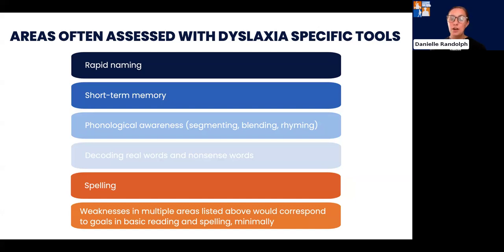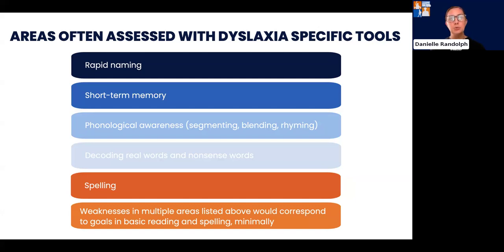Spelling, of course, we know encoding and decoding do go hand in hand. So being able to spell is something we want to look at for our dyslexia assessments. And then weaknesses in multiple areas listed above would correspond to goals in reading, basic reading, and spelling minimally. So if we see that these areas are deficient and the student is really struggling in these areas, then we would see on the IEP a basic reading and spelling goal.